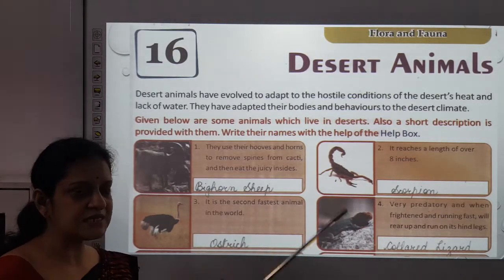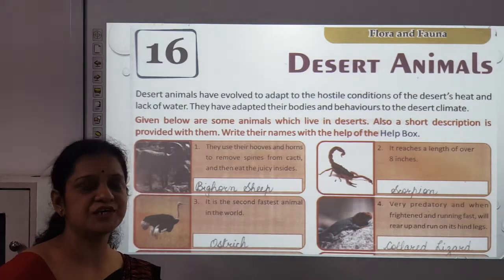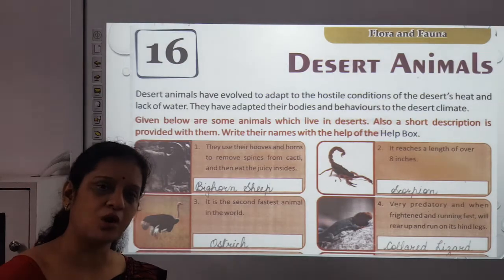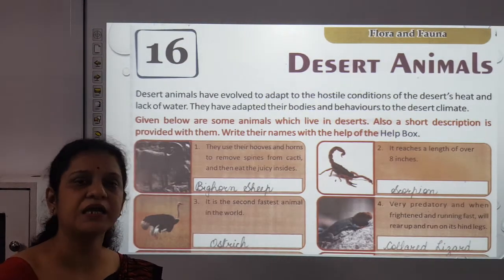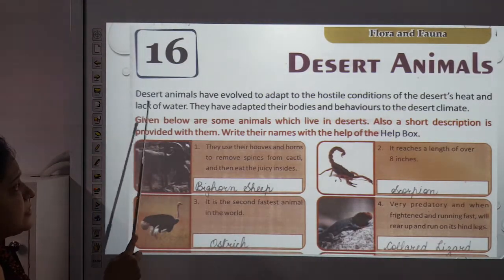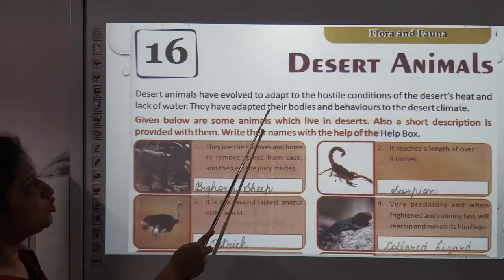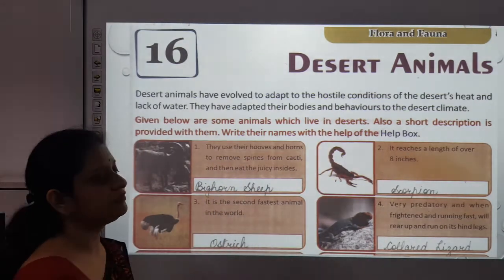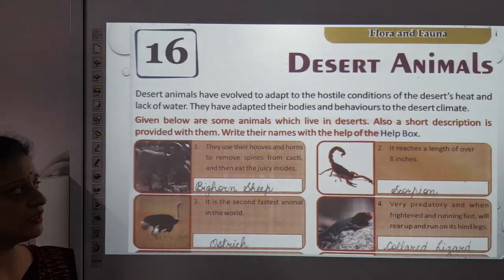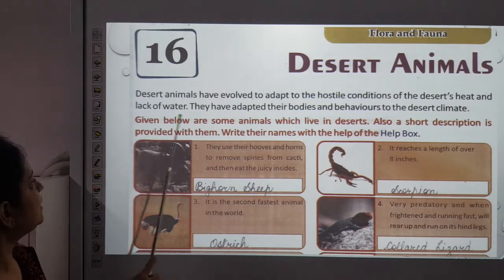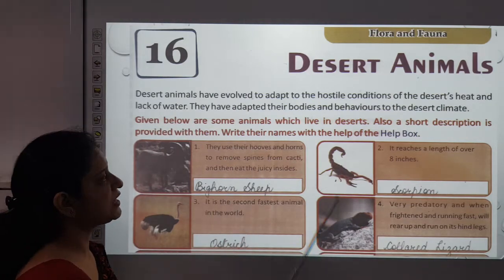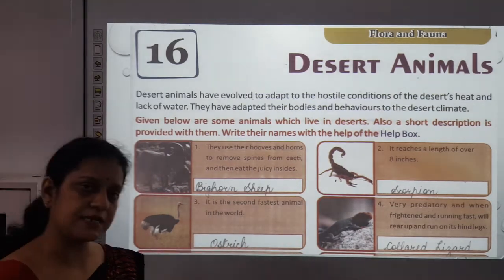Their body is adapted to the harsh conditions of the desert, means they can live without water for long days and they can survive in the heat. Desert animals have evolved to adapt to the hostile, the harsh or the unfavorable conditions of the desert's heat. As we all know, desert is hot and lacks water. They have adapted their bodies and behaviors to the desert climate.